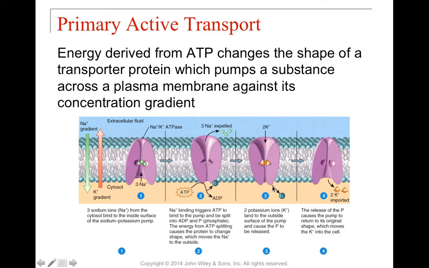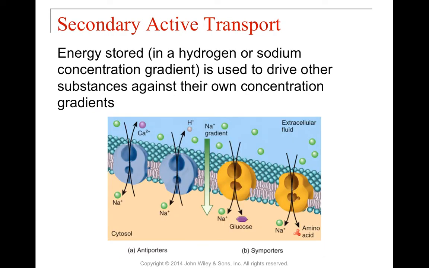So basically anytime that ATP is involved in the process at all, and it's pumping something from a low concentration gradient to a high concentration gradient, then it's going to be called active transport. Secondary active transport is going to be any time that we are driving substances against their concentration gradient, as I mentioned previously, and we can do that by kind of tricking the system.